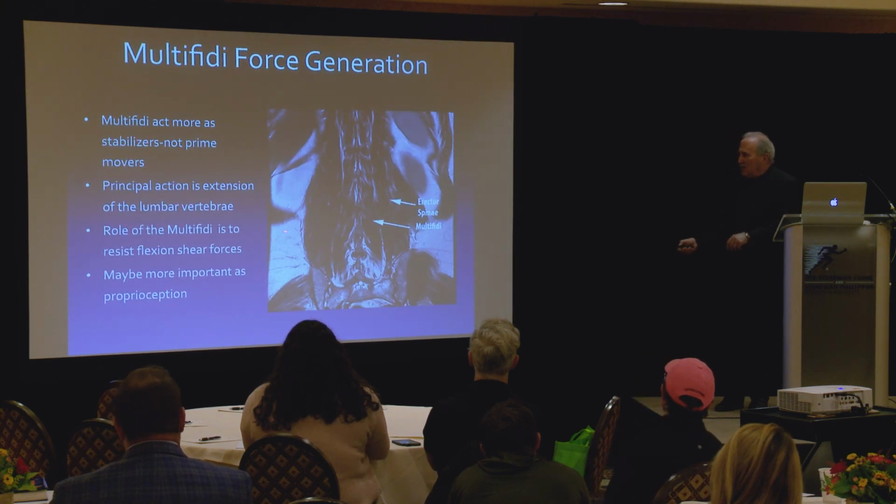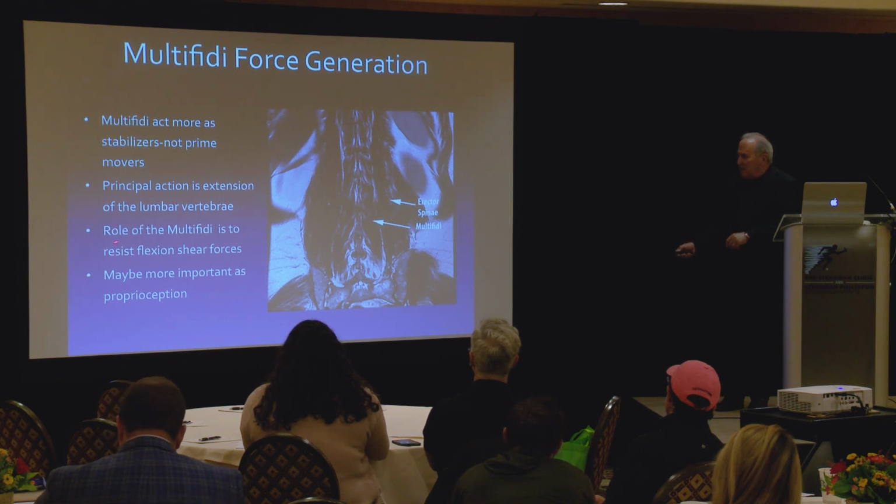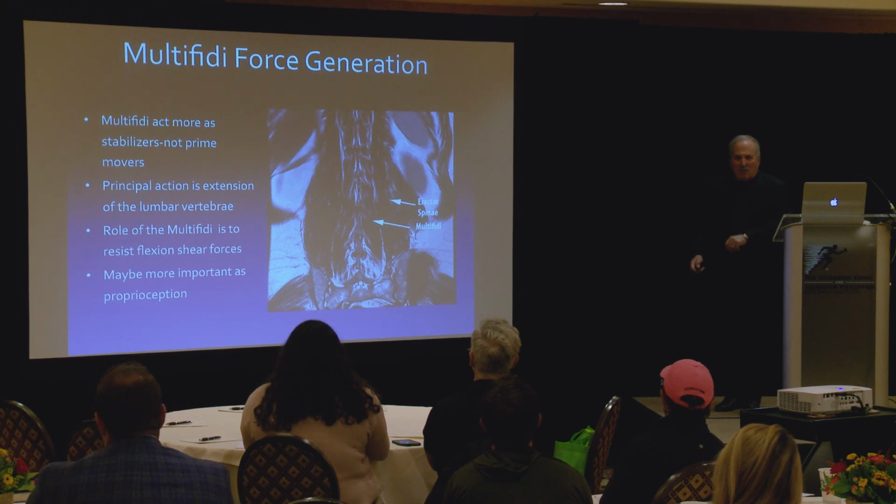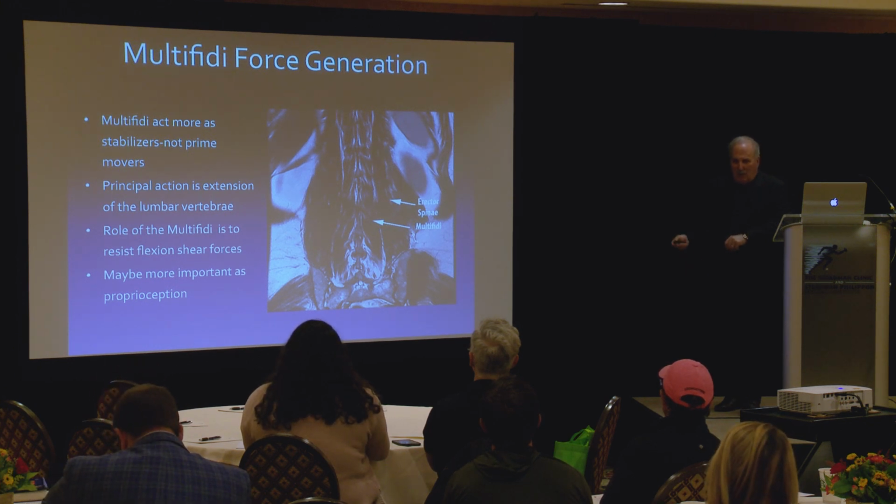So, let's talk about the Multifidi. They act more as stabilizers and not as prime movers. Their principal action is extension of the lumbar vertebra, and the role of the Multifidi is to resist flexion shear forces. I hear a lot of talk about Multifidi, but they can generate 60 newtons of force per muscle, and we'll go through the biomechanics of the spine. There's times where you need 8,200 Newton force to resist. So the Multifidi is overpowered.